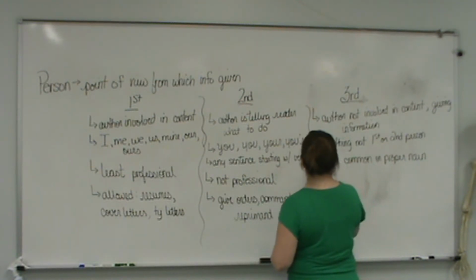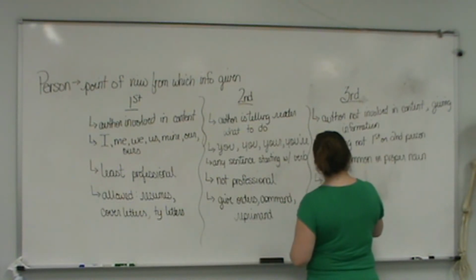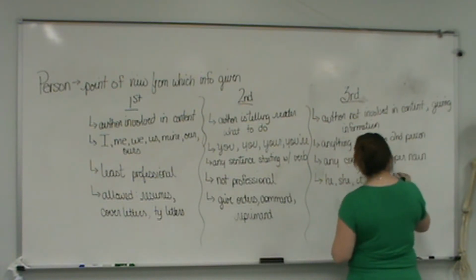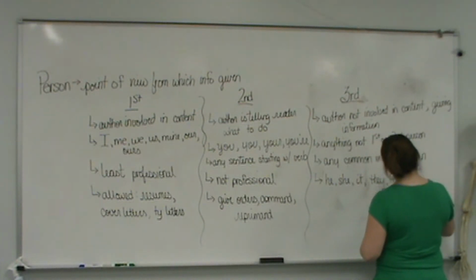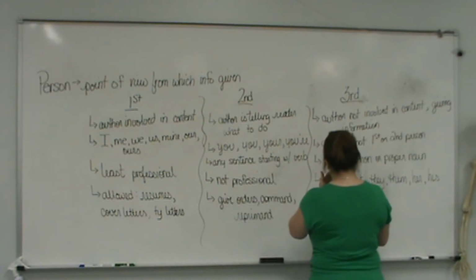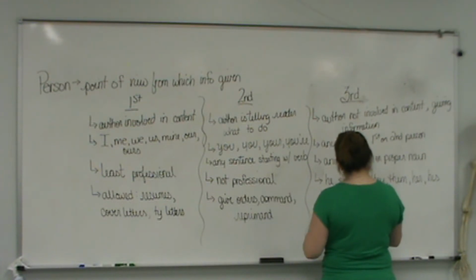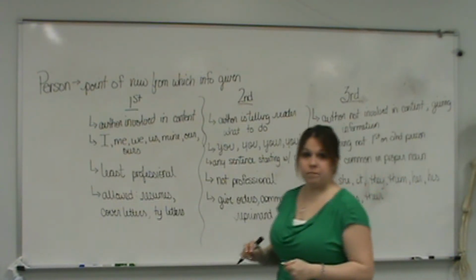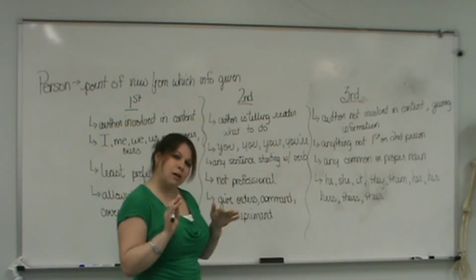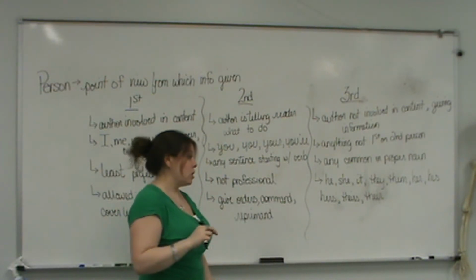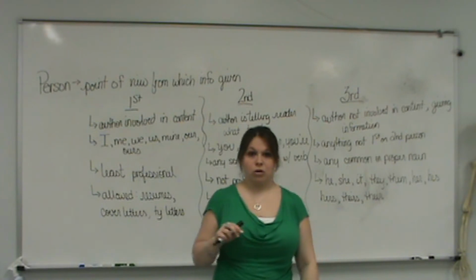So any of the pronouns, he, she, it, they, them, her, his, hers, theirs, their, those kinds. Remember the ones we were talking about when we were talking about pronouns? Those are the words that are going to fall in third person. So you have a lot of options in third person.